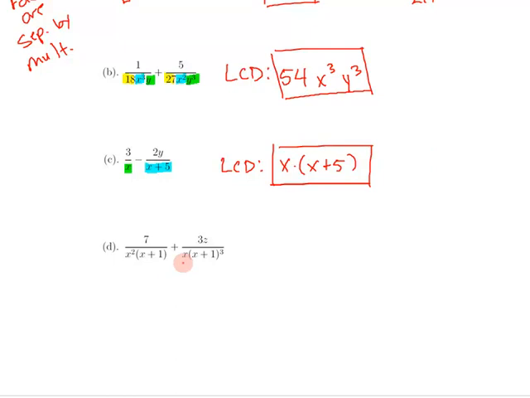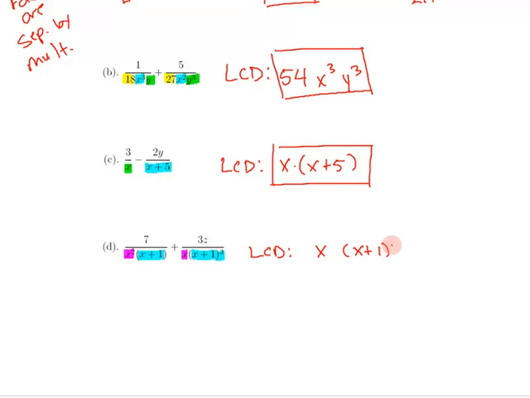Okay. Next one, same deal. The x plus 1, that is a factor as a whole piece itself. It's raised to the 3rd power in the second denominator. And then the other one is an x. So we got an x squared and an x. So our LCD has to have an x in it, and it has to have an x plus 1.